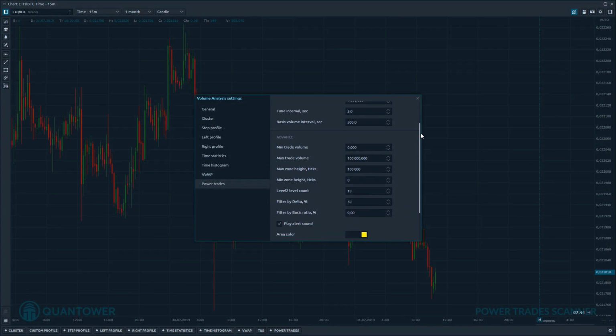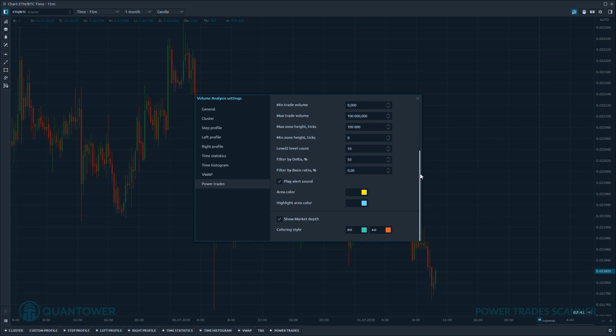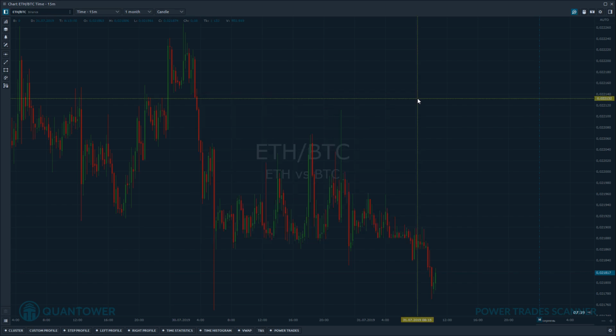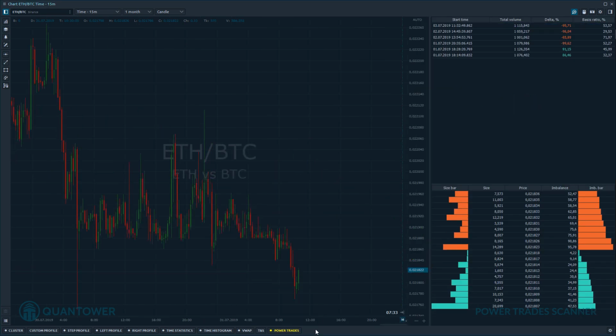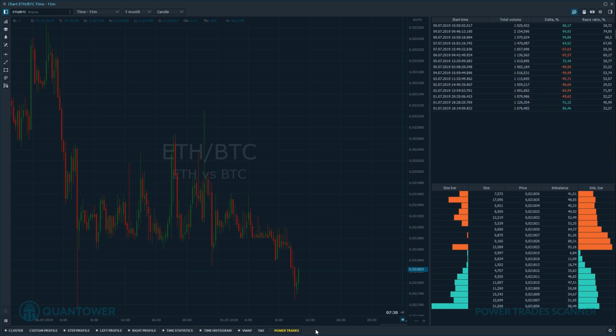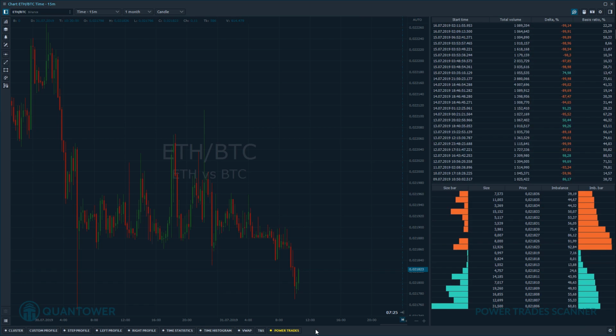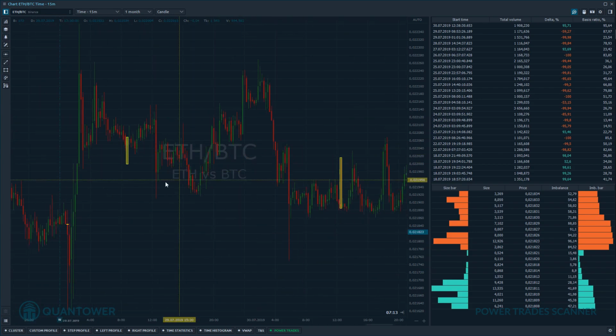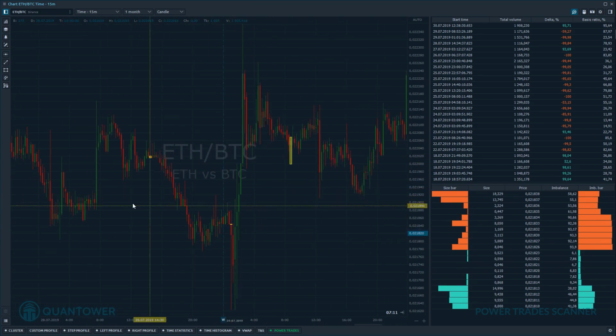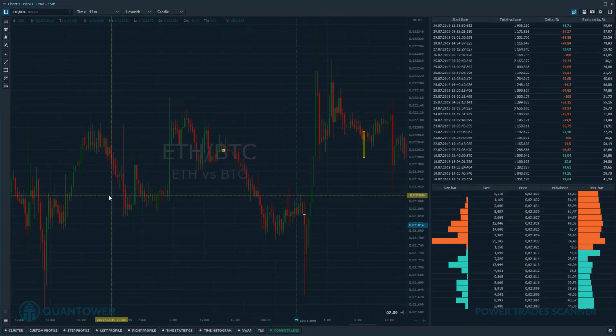Now the other parameters are quite complex and allow you to deeply configure the Power Trade Scanner, and in general cases it's not needed to change them, but if you'd like to do some research, you can play around with them and come up with your own variables. Now let's go through the history and analyze the results. As you can see, the Power Trade Scanner finds very interesting zones. Just take a look at how influential they are.